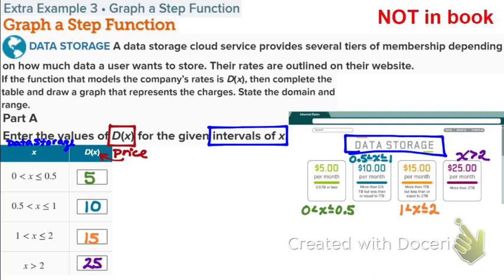Okay. So we've filled in this table. How much would you need to pay if you needed 1.25 terabytes of data storage? How much would you have to pay? 15. What about if you just need a little bit? You just need like 0.3 terabytes of storage. How much are you paying? $5. Is there any amount of storage that would have you sending this company $7.50?